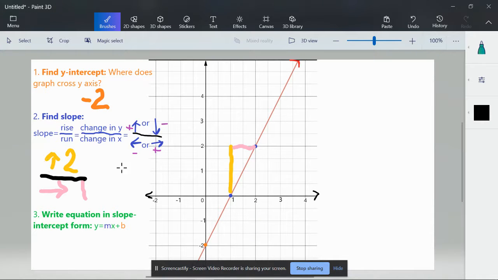So if we put our fraction bar in the middle here, we go up 2, right 1. Since we're going up, the 2 is going to be positive, so we have +2 on top. And since I'm going right, the 1 is also going to be positive. Then just remember to always reduce your slope fractions. So 2 over 1 reduces to just 2. So your slope is 2.